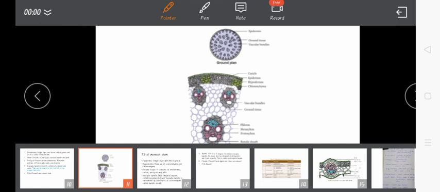And the term collateral, this and all we learnt in the previous classes. Xylem lies towards the center and phloem lies towards the periphery. Such a condition is called collateral.